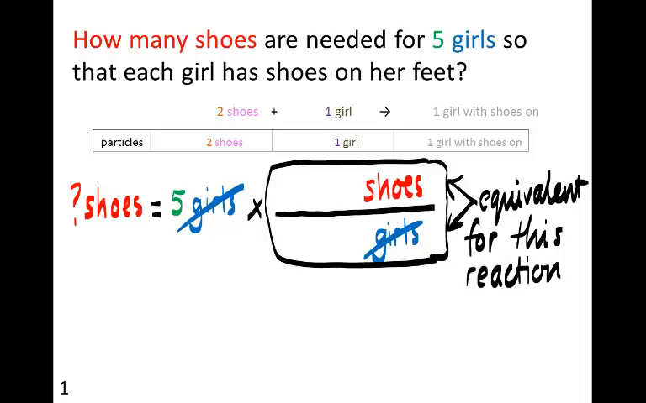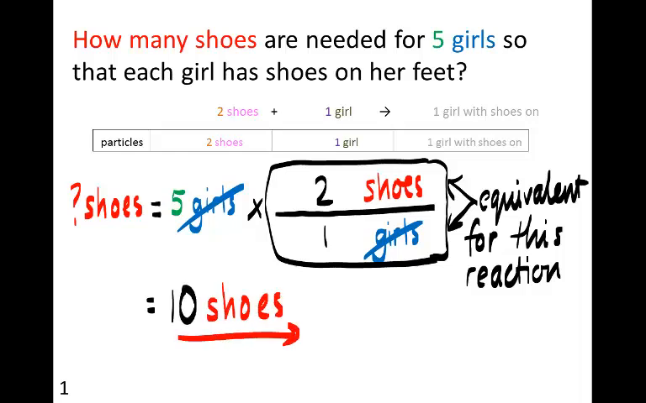So during this reaction, this getting dressed, of course, every one girl needs to put on 2 shoes. That's the normal ratio in which they react, in which they get dressed. So 5 times 2 divided by 1 is obviously 10 shoes. And you should see that this is so obvious you didn't need a method. I mean, how many shoes must 5 girls have? Obviously, they must have 10 shoes. They must have double as many as they are because they need 2 shoes for each girl.